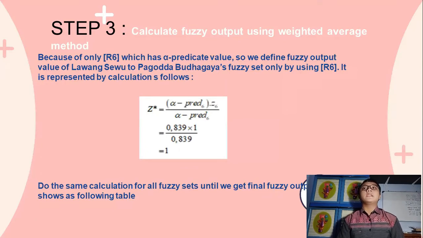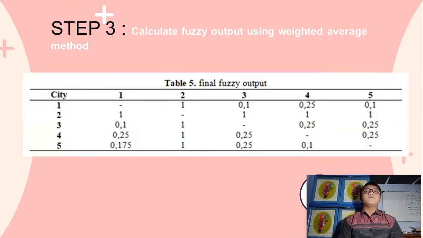The next step is to calculate fuzzy output using weighted average method. Because only R6 has an alpha minus predicate value, we define the fuzzy output value of Lawang Sewu to Pagoda Buddha Gayas fuzzy set only using R6. It is represented by calculations as follows. So we can get Z star is equal to 1, so the output of fuzzy sets of Lawang Sewu to Pagoda Budaya is equal to 1. And then we do the same calculation for all fuzzy sets until we get the following table. Table 5 is the final output fuzzy.